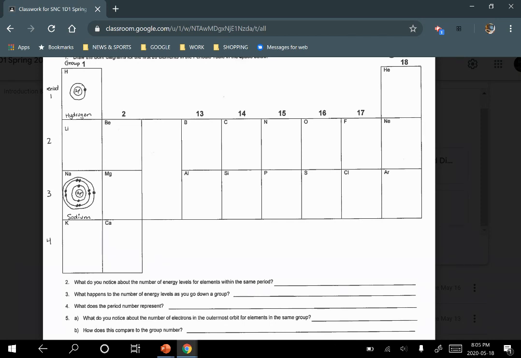All right, guys, I think that's it, and that's going to be it for this week. Submit this along with the assignment with atomic structure, and that's all you guys have to do.